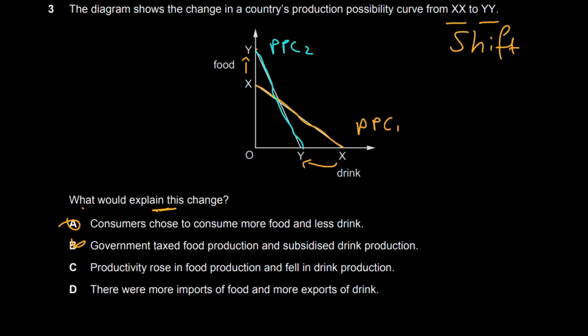C says productivity rose in food production and fell in drink production. Exactly. As our drink production fell from X to Y, while our food production increased from quantity X to quantity Y. Hence, C is the answer. Moving on to the next question, question number 4.